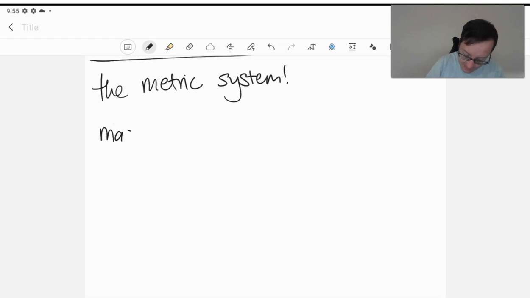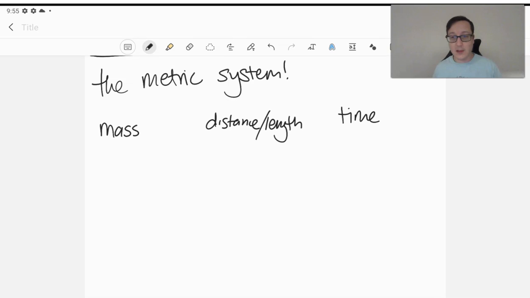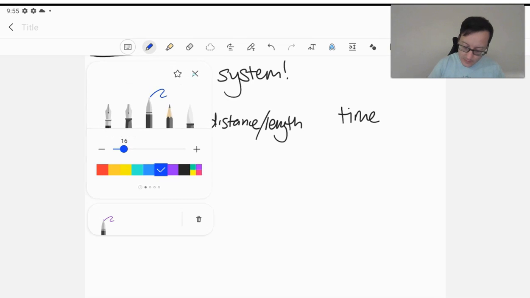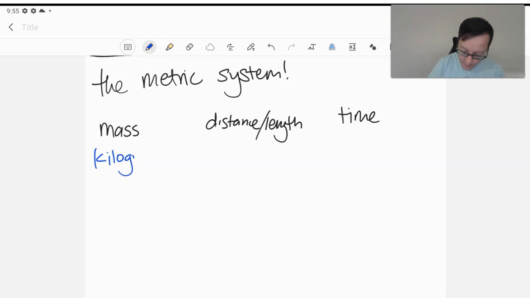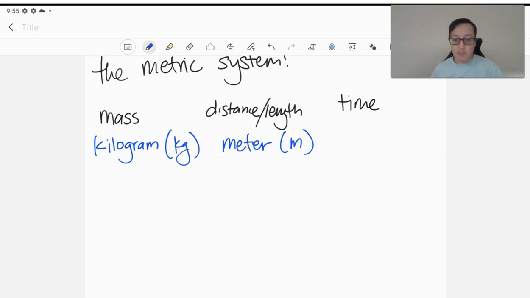We can talk about mass units. We can talk about distance or length. We can talk about time, just to name a few, and then we can go from there. So for mass, we have standard units. The standard unit for us will be the kilogram, which is abbreviated kg. And a kilogram is 2.2 pounds, so a little bit more than 2 pounds. It's our standard unit here. For distance and length, we will use the meter, which is abbreviated m, lowercase m. For time, we use the second, which is abbreviated s.